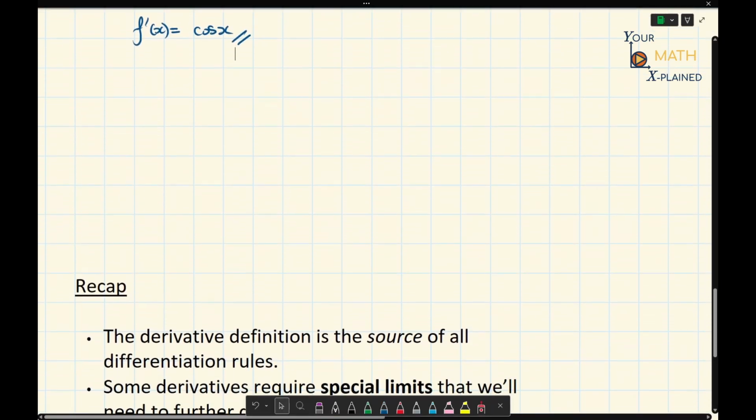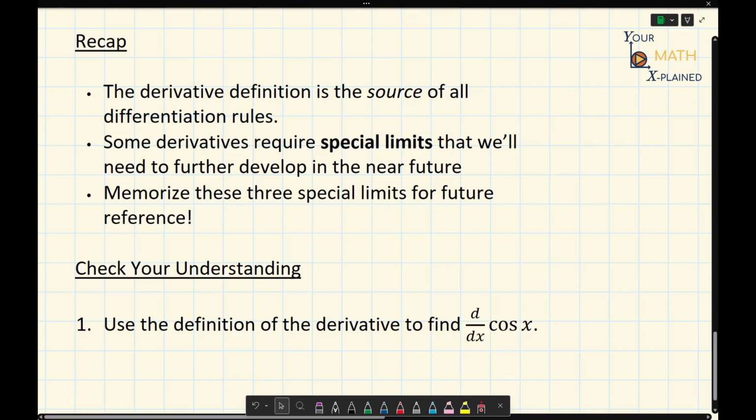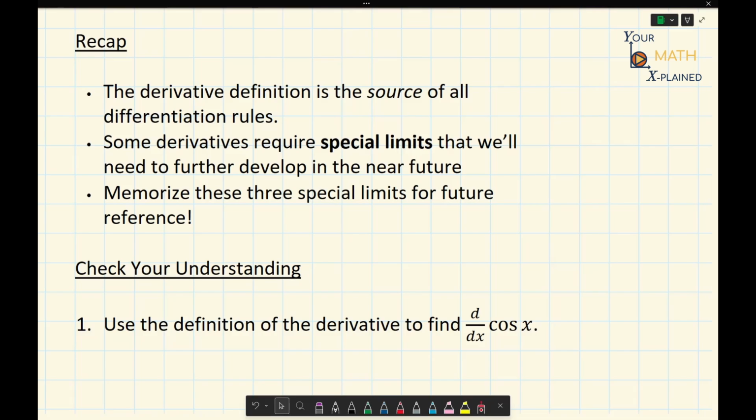And now let's do a quick recap of what we covered in this video. We learned that the derivative definition is the source of all differentiation rules. However, in order to find the derivative, sometimes it requires some special limits that we're going to need to go into further detail on in the near future. But for now, you can memorize these 3 special limits for future reference.